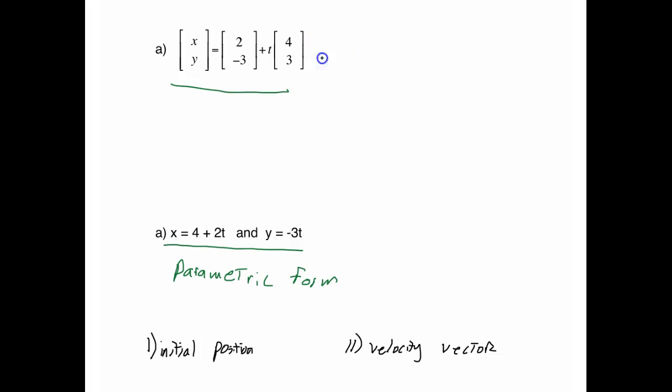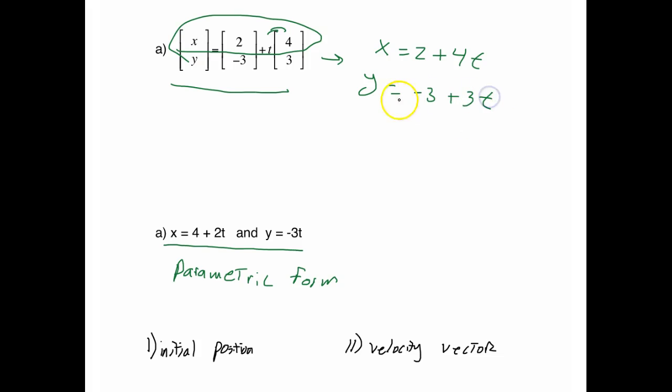So if you break this up and just look at the x's, that t would get distributed to both of them, by the way. It would be x equals 2 plus 4t. And look at the y's. Y would be negative 3 plus 3t. So that's the vector equation in parametric form.